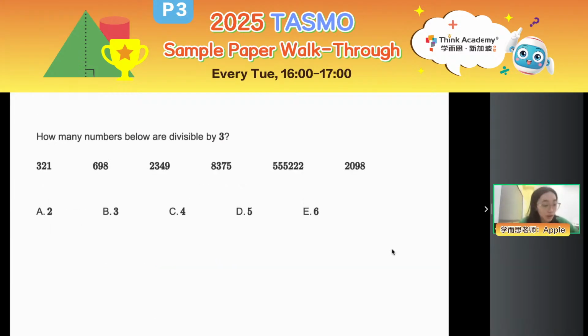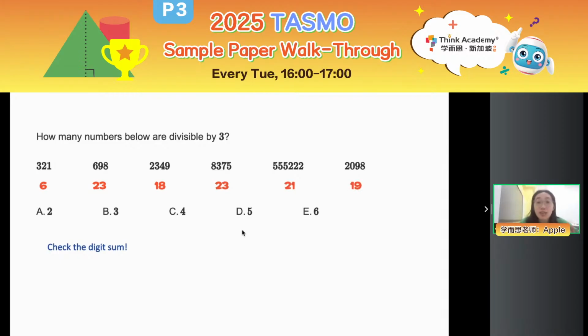Next one, this is for question 3. Question 3, how many numbers below are divisible by 3? Divisible by 3, so here we can just check the digit sum. Check the digit sum, so here you will get for 321, the digit sum is 6, and then following this we have 23, and then we have 18, and then 23, 21, and 19, right?